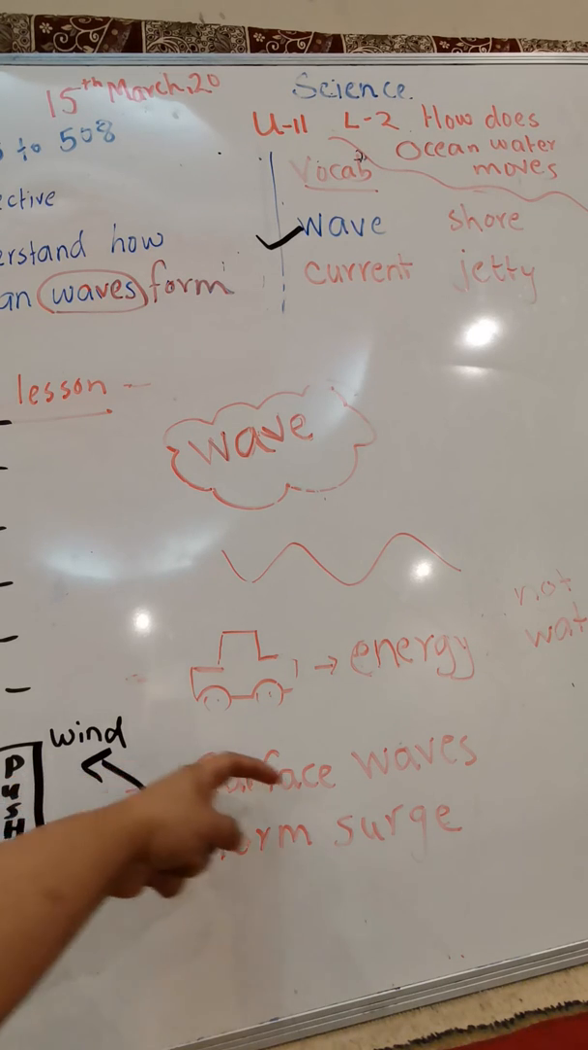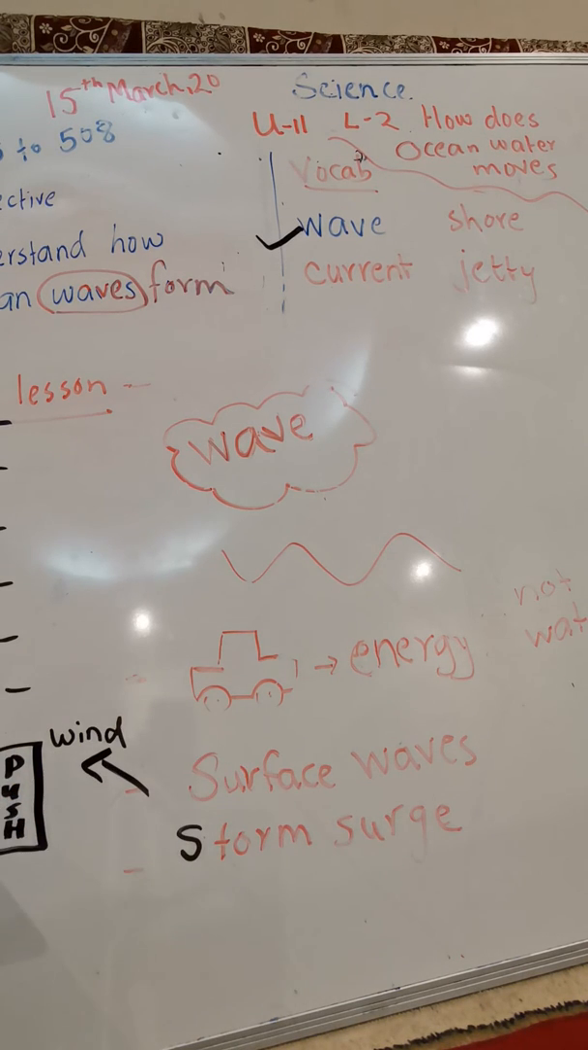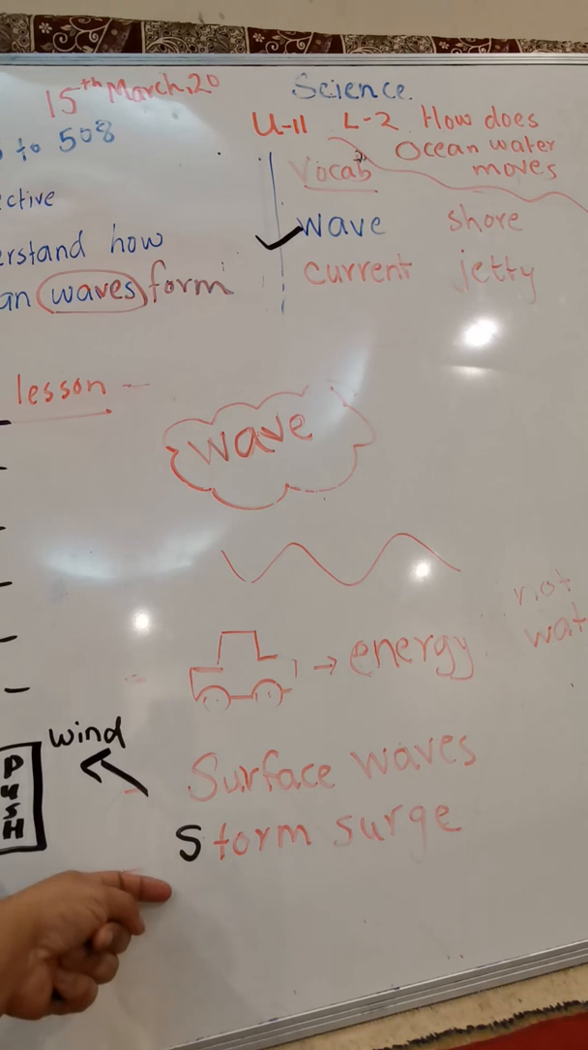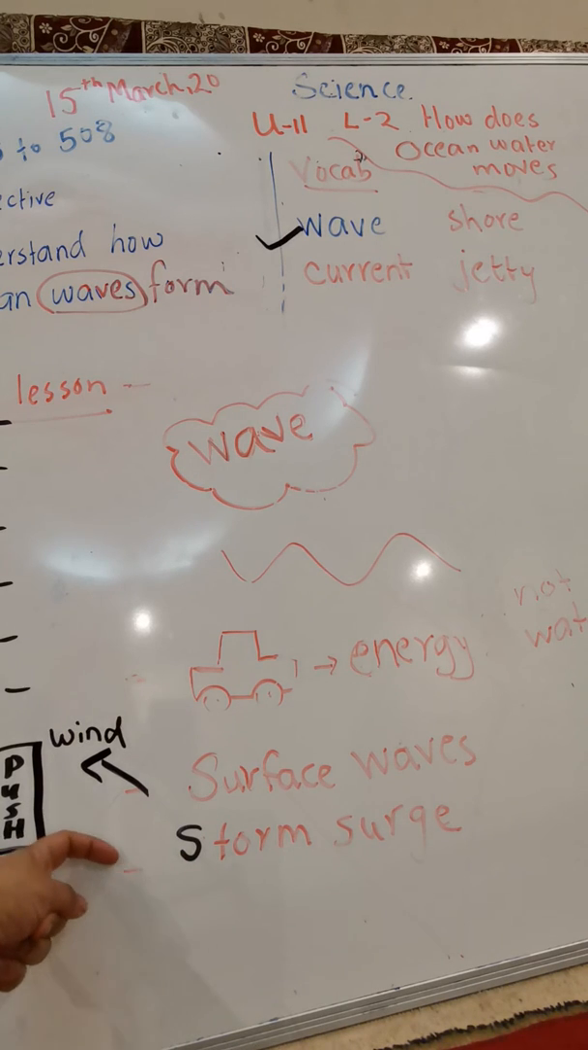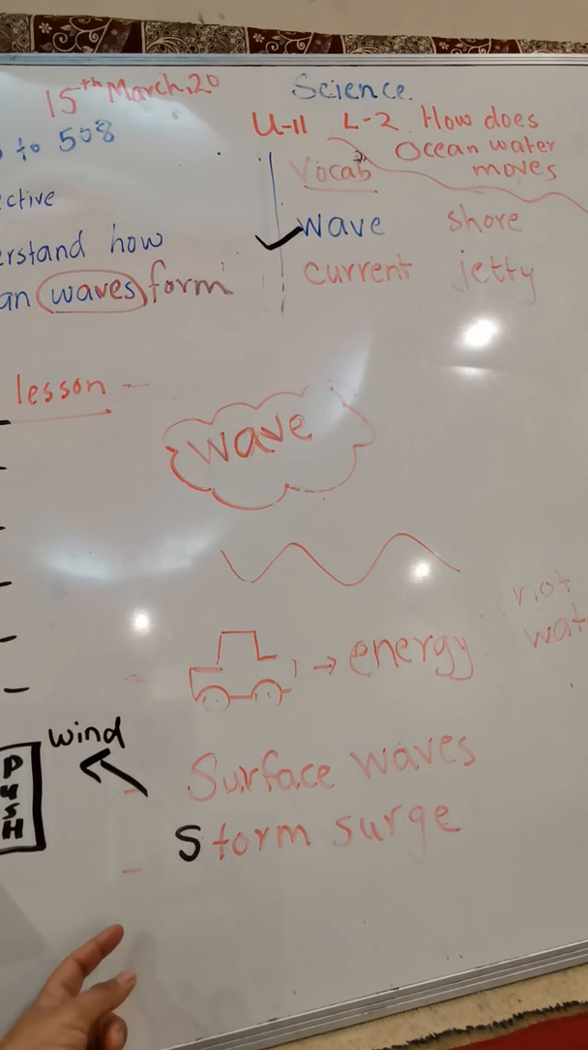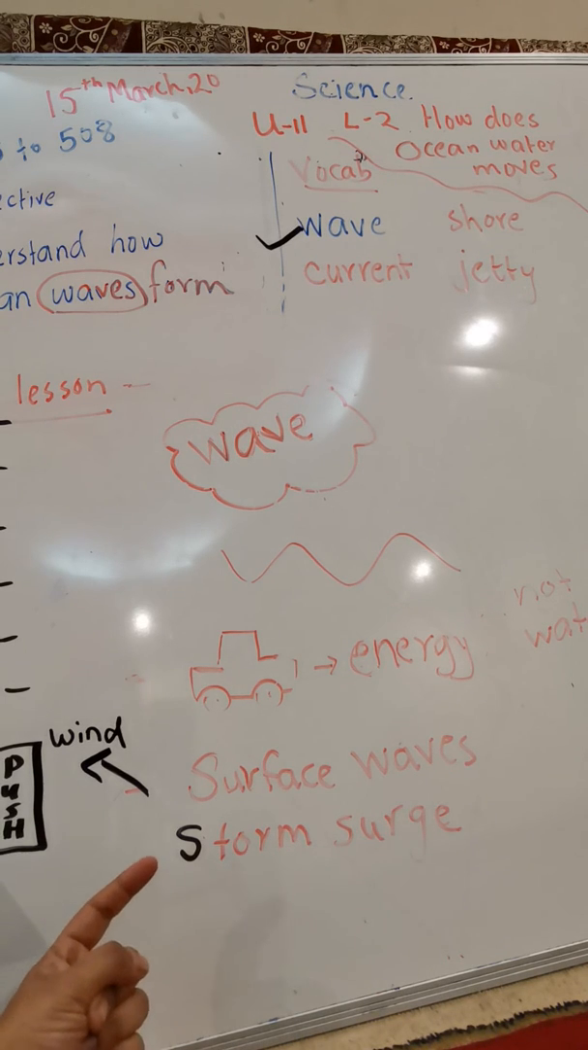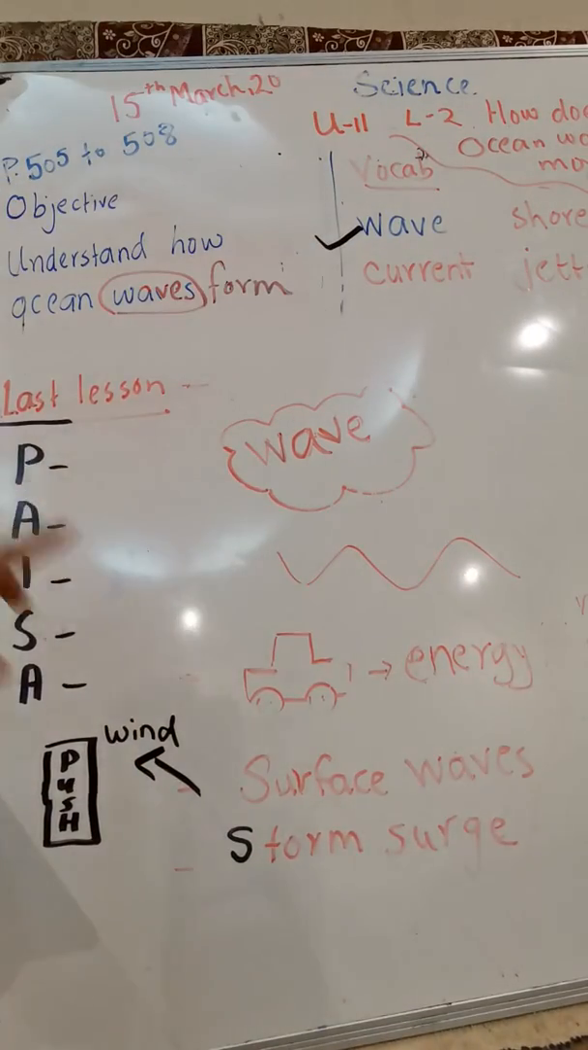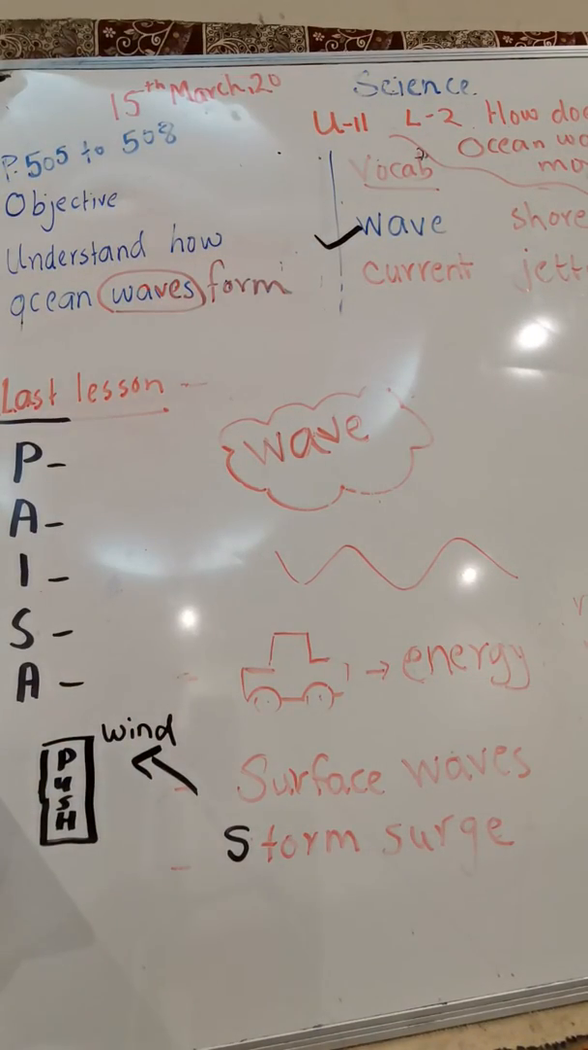So the storm surge actually is caused by powerful hurricane winds that produce much larger waves, which can cause a storm surge. And storm surge is actually an unusually high water level. This goes with unusually high water level. Okay, so this is something about waves, what we have discussed today.